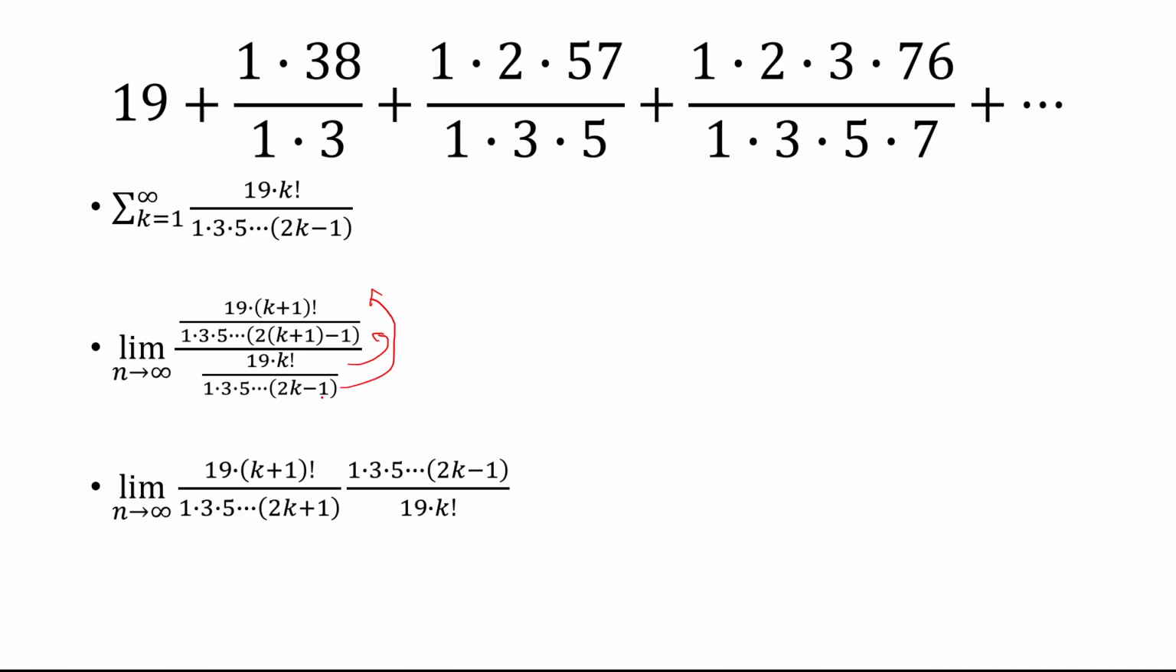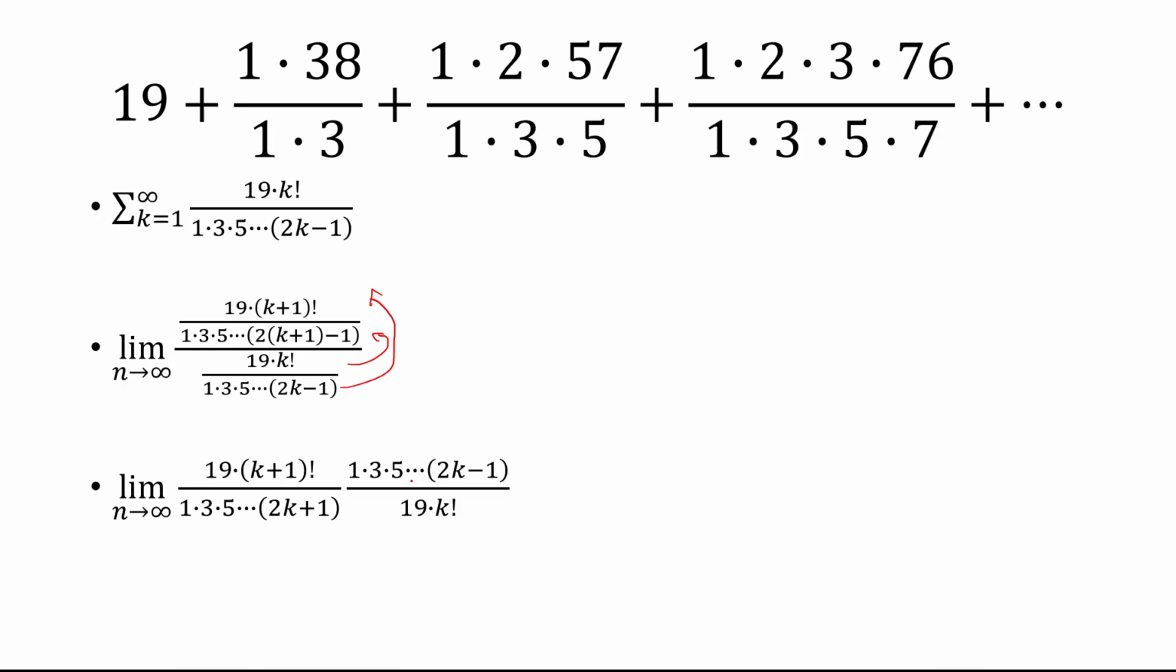So the 19^(k+1), and then on the other top we said it was the 1 times 3 times 5 all the way up to 2k minus 1, and then this was a 1 times 3 times 5. This simplifies to 2k plus 1, and then over 19^k times k factorial.